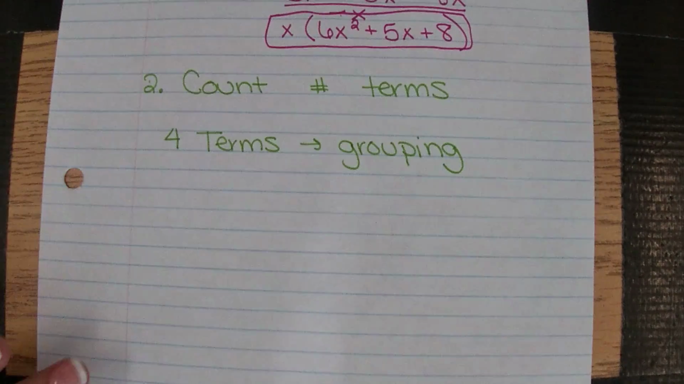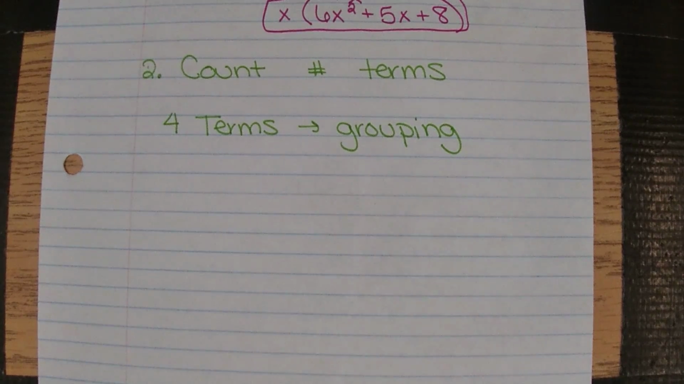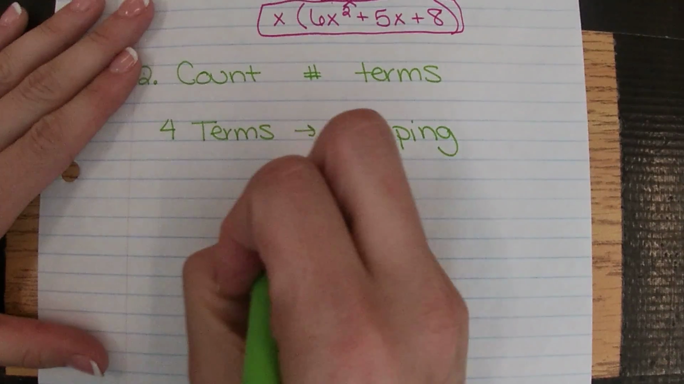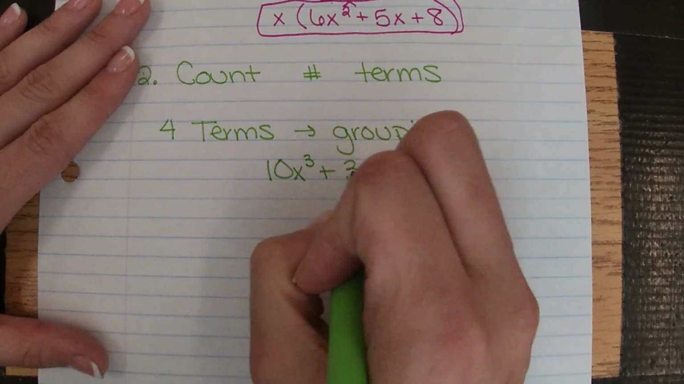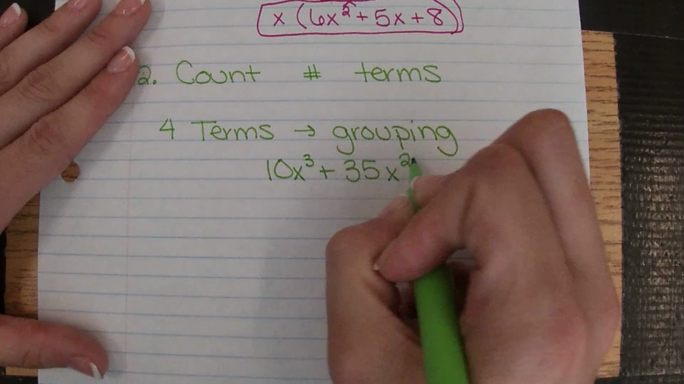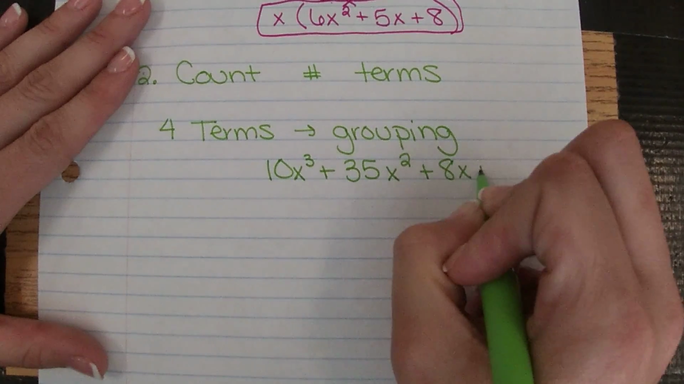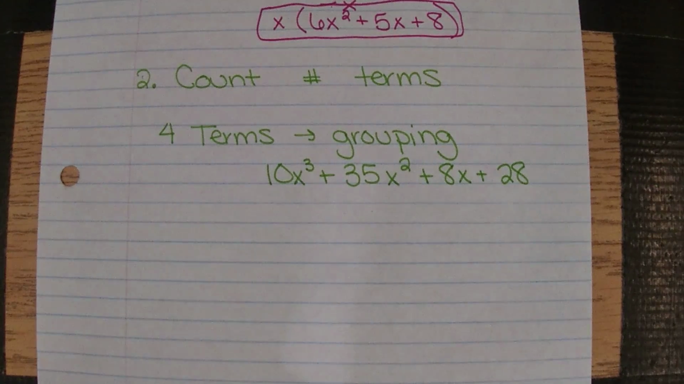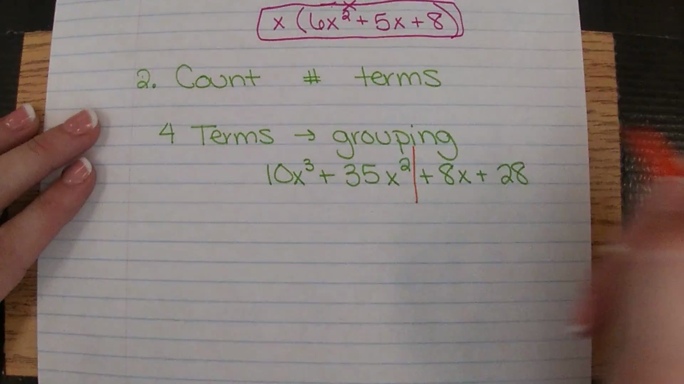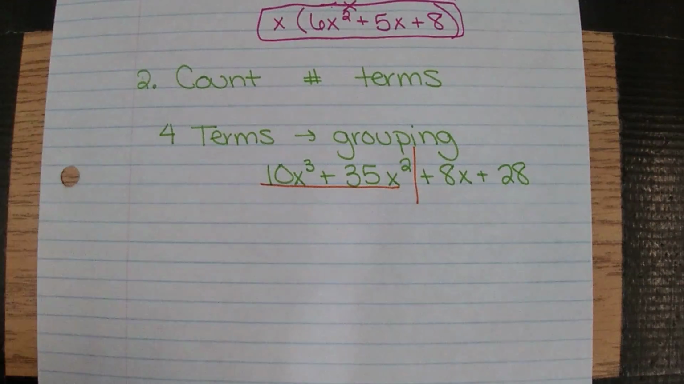So I'm going to do a run through here and practice one of each type. So when you're doing your assignment today, you'll have some reminders of every single form. So something with 4 terms: 10x to the third plus 35x squared plus 8x plus 28. When we have 4 terms, when we're factoring by grouping, this is where we want to split it in half and do the GCF on each side separately.